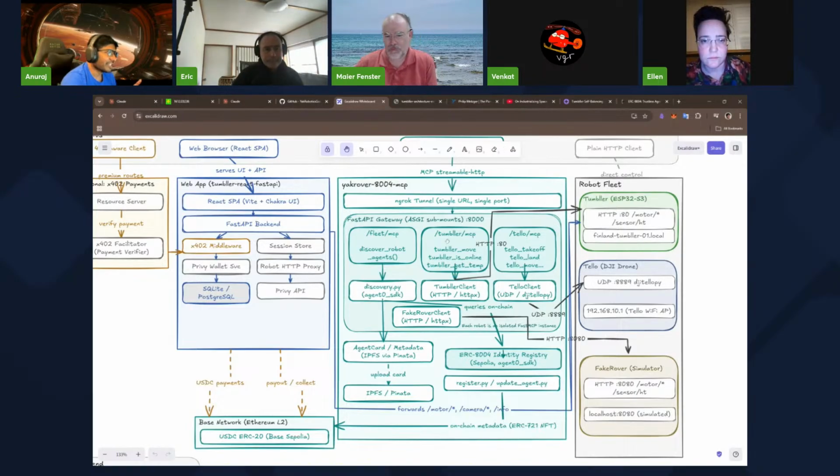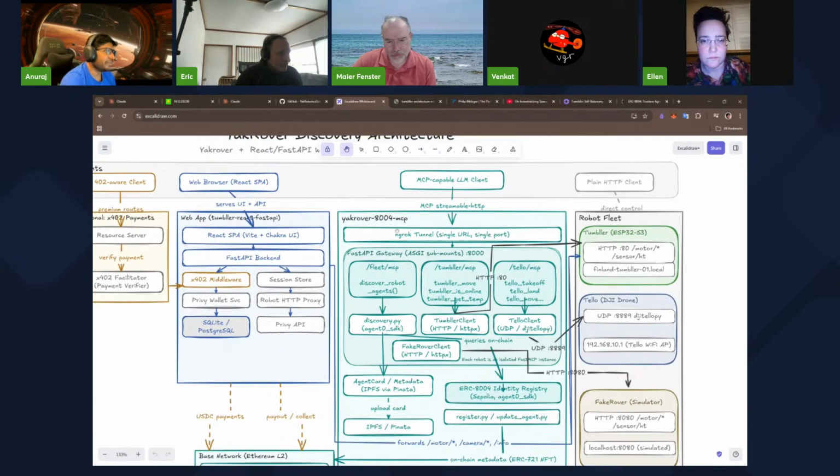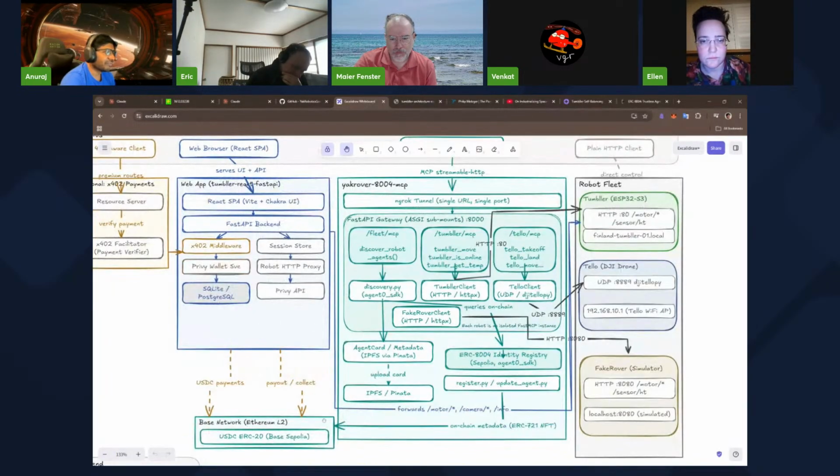I don't know if it was clear. The FastAPI backend is separate, and then there's the MCP 8004, which is also a FastAPI gateway that loads multiple FastMCP servers. So what we need to do is combine this FastAPI backend I have for X402 payments with these MCP loaders for the robots. Then we have a complete system for payments, registry, MCP and discovery.